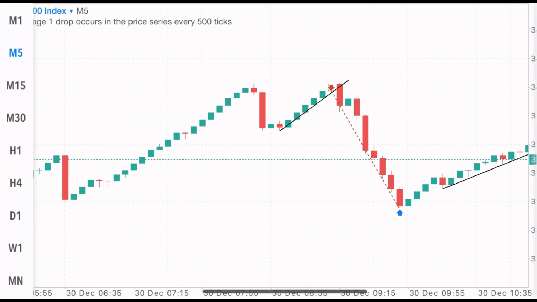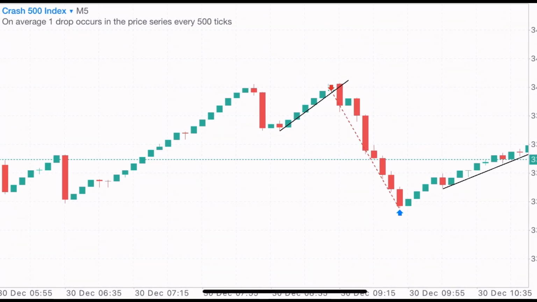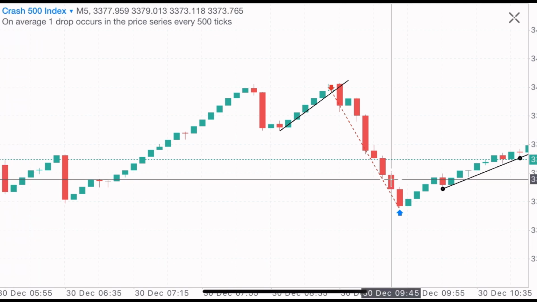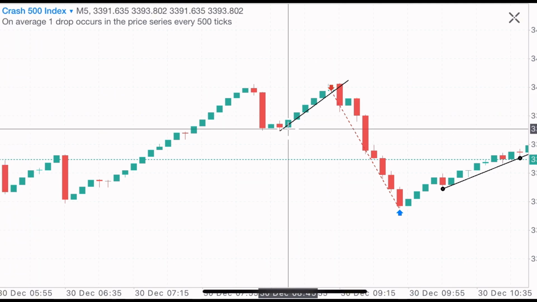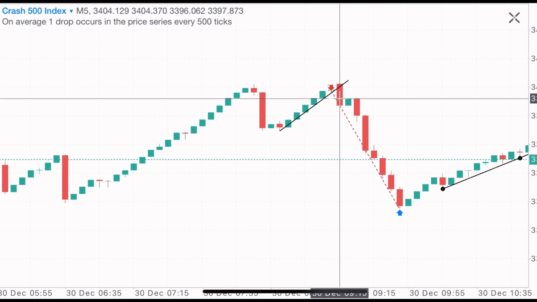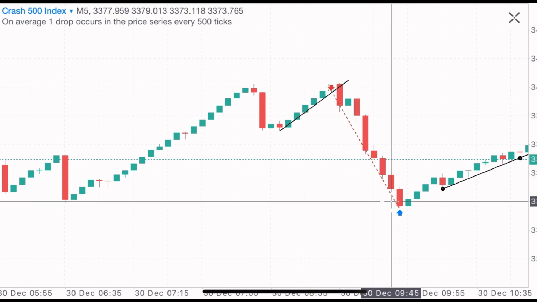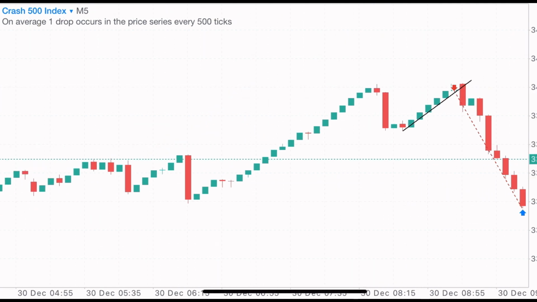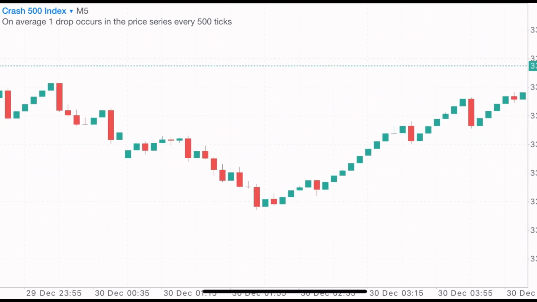Take a look at this profit that I made at this point. You can see this profit that I made at this point. I took a sell. You can see this profit, very massive profit, guys. So this is how you can trade using breakout structure.